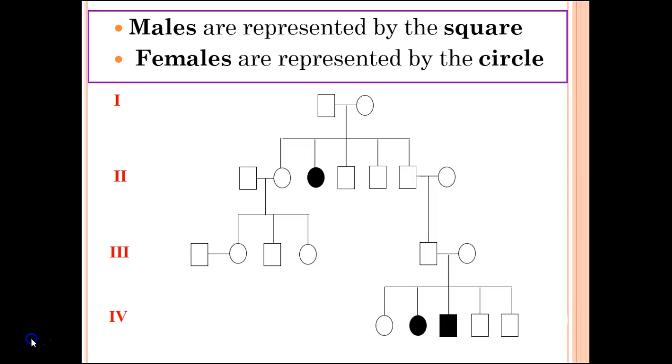Males are represented by a square, and females are represented by circles. So in this chart we have 12 males and 9 females.